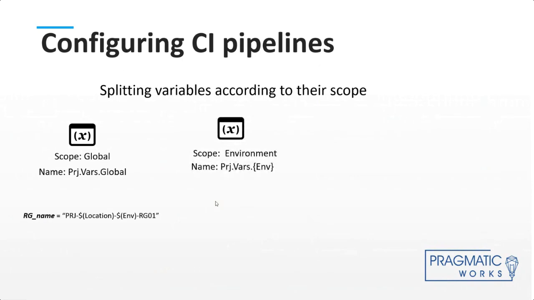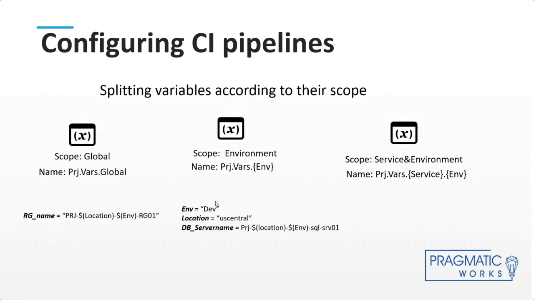The second type of variable group can be attached to a specific environment. And we can use the following pattern with placeholders to name it, for example, prj vars.dev. And it will contain very specific values for specific environments. For example, environment name, location, DB server name.